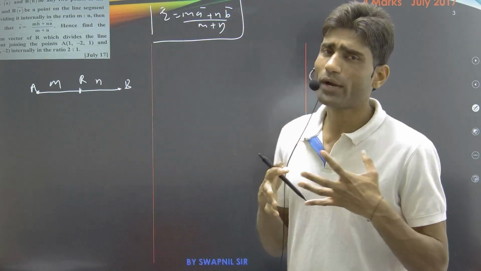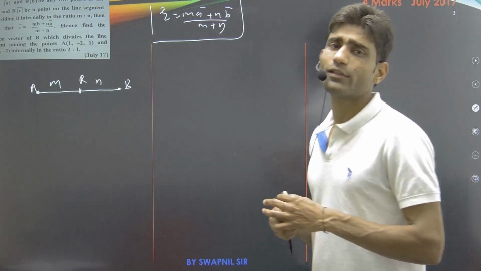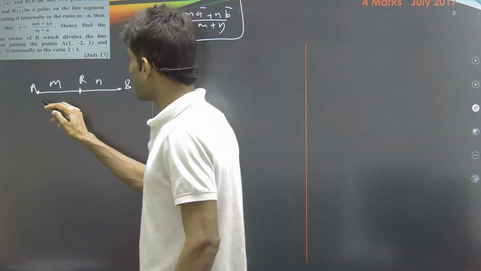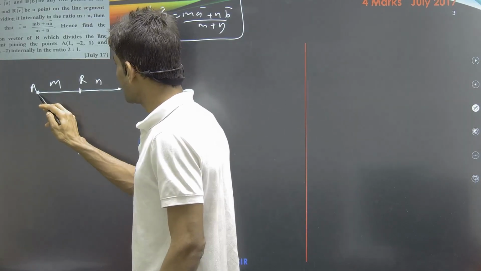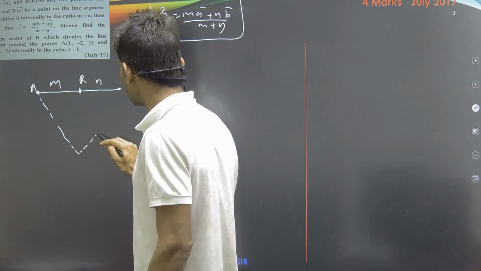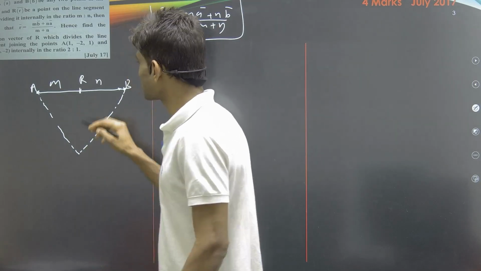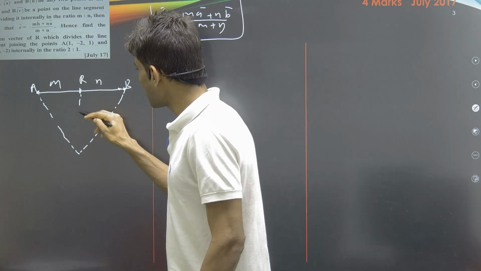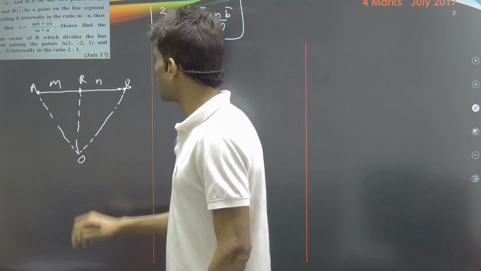So what we are going to do here, basically, is convert our given data into the form of a triangle. Now let's convert it into the triangle. Now see here, this one is our triangle. Again we have an angle bisector of a triangle here, and consider this one is a point O.